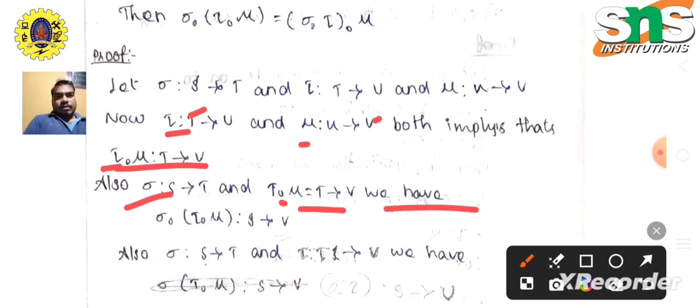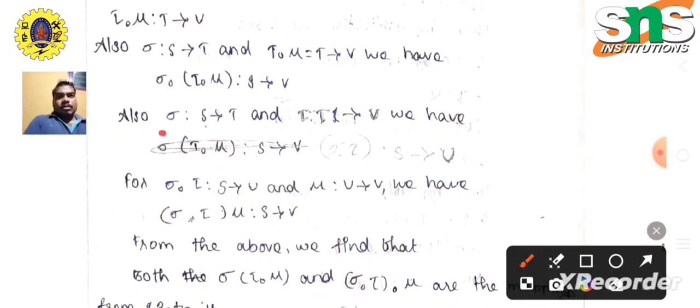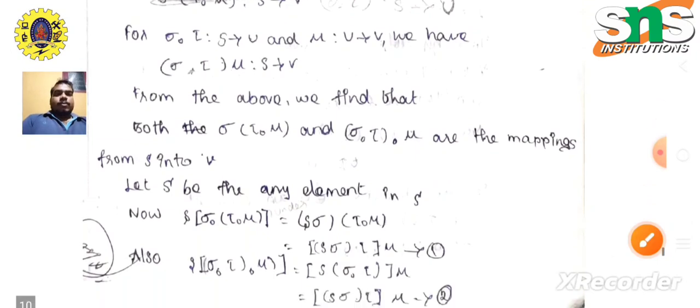We have sigma dot tau dot mu from S to V. Also sigma from S to T, tau from T to U, therefore sigma dot tau is from S to U, and mu from U to V. We have sigma dot tau into dot mu equal to S to V, hence proved.